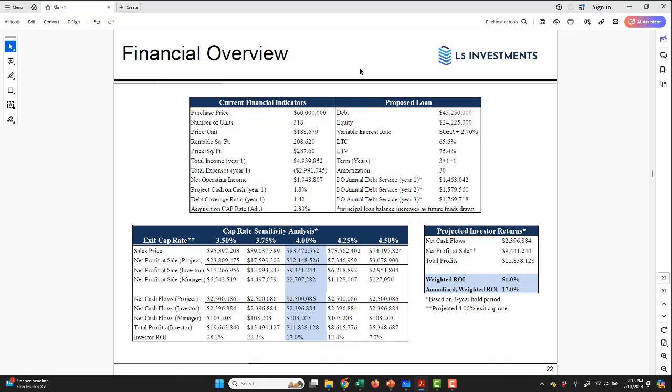So that SOFR rate changes a lot, and so does the interest rate of this loan, because it's going to be that SOFR plus the spread is the interest rate that you as the borrower are going to pay. And now we see two different metrics here that look similar.